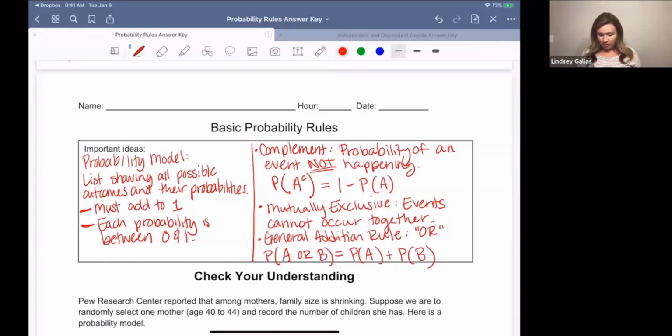All right, please work through the check your understanding problem below and then hit play and we'll go over the answers.